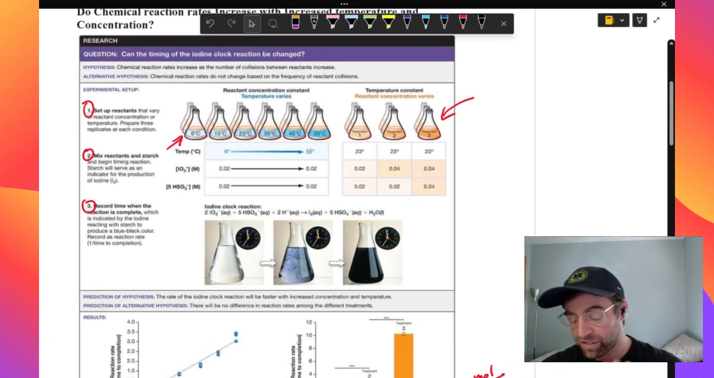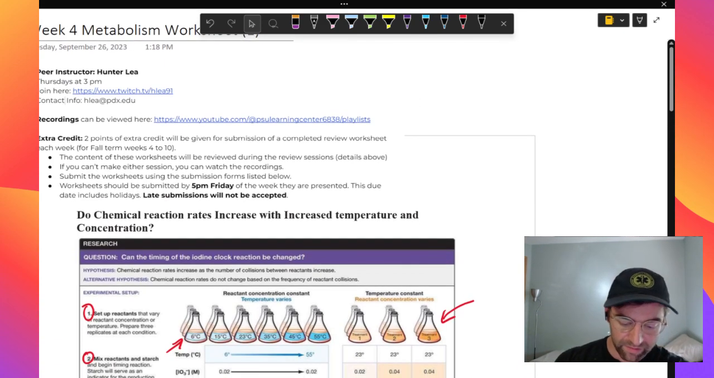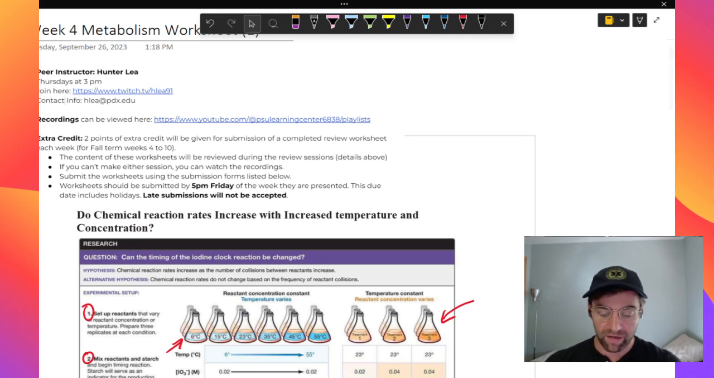Do remember to turn in your worksheets on time. Late submissions will not be accepted. Worksheets are due by 5 p.m. on Friday, the week that they are presented. So the best way to show up to these things is to have downloaded the worksheets early in the week, taken a look at them, worked through some of the stuff, and then at our session on Thursday, review the recording, make adjustments to your worksheet or not, that's fine, but go through your completed worksheet and correct things, work through the ones that you couldn't get to, and do make sure that you submit.